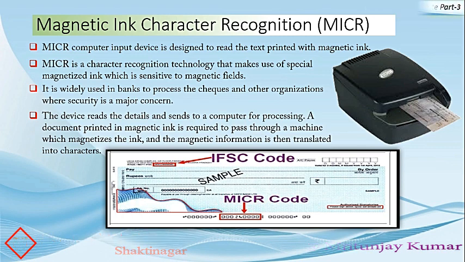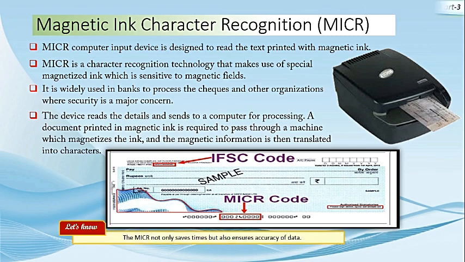A document printed in a magnetic ink is required to pass through the machine, which magnetizes the ink, and the magnetic information is then translated into the character. You can see this picture of a check. At the bottom there is a number printed, and this number is a MICR code, and this is printed with a magnetic ink. And to read these magnetic characters, MICR devices are used. MICR not only saves the time but also ensures the accuracy of the data.